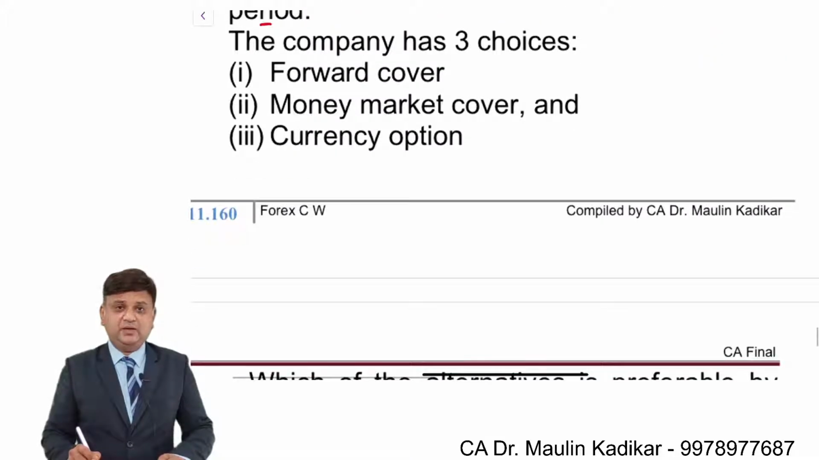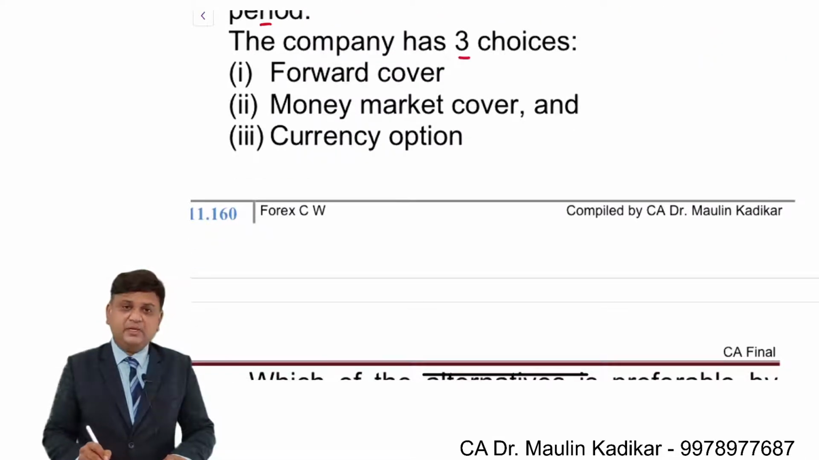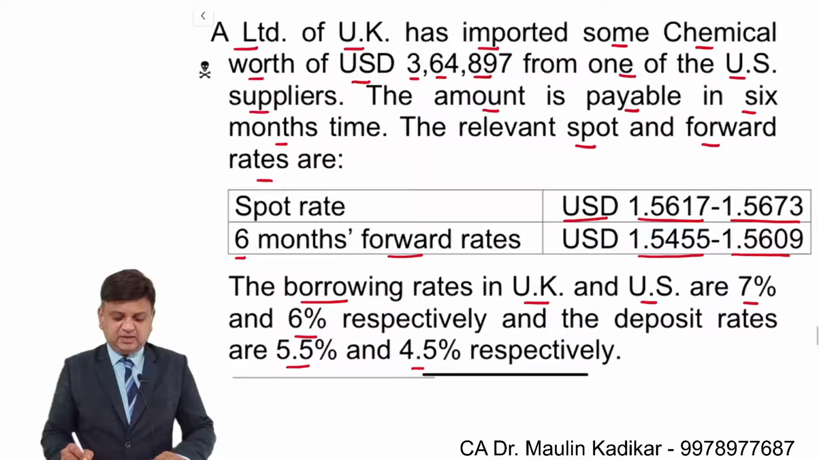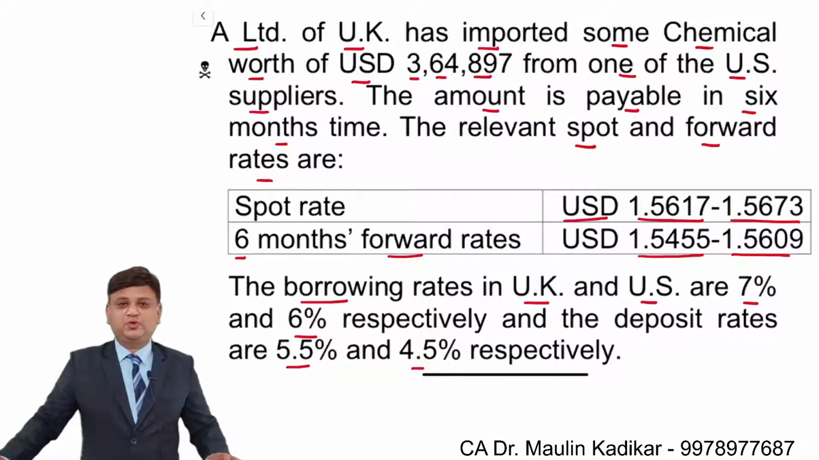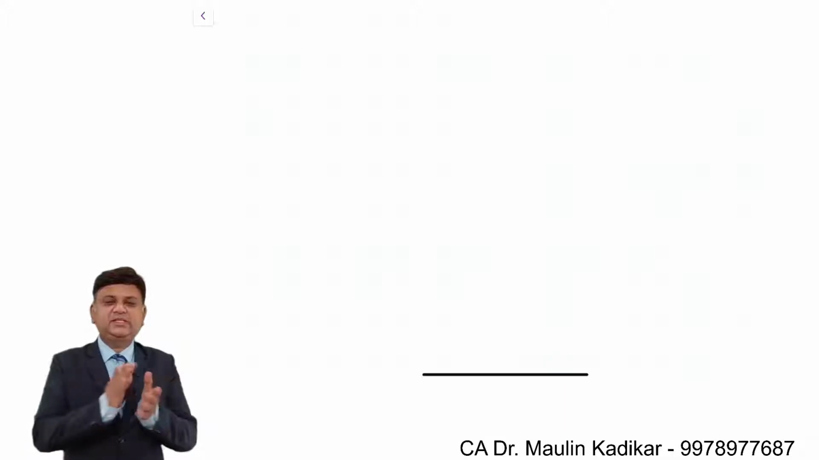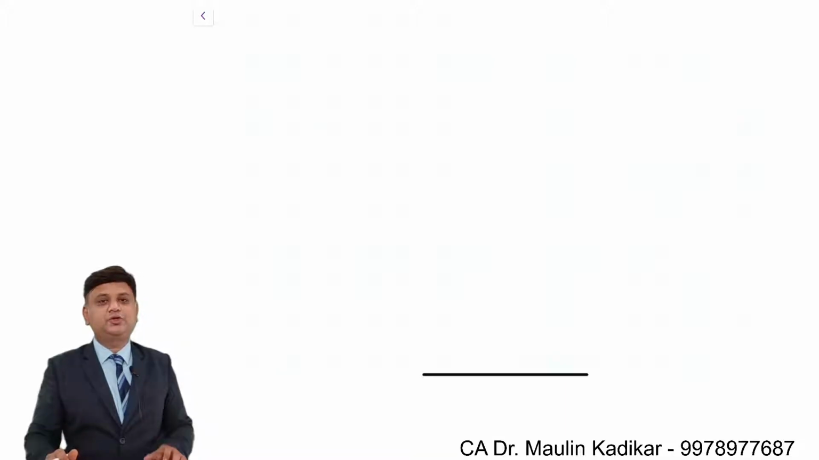for 6 months period. The company has three choices: forward market hedge, money market hedge, and currency option. And we are required to decide which one is the best for the UK company. Everybody is requested to go through the question, please. Let us understand how to make the calculation of this answer.